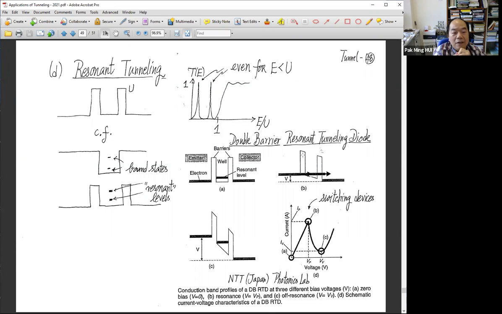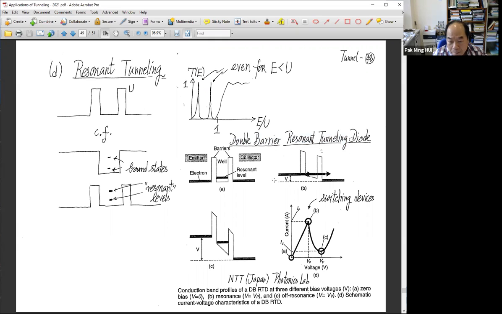And lastly, just one more page. There are things called resonance tunneling. If you have this double barrier, the transmission will have sharp peaks, even for energy below U. It can reach 1, ideally. So people can think about using it for switching. Very big is 1, very small is 0, so you can switch from 1 to 0. Okay, so this is a double barrier resonance tunneling.